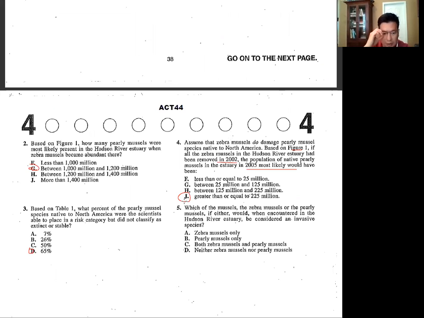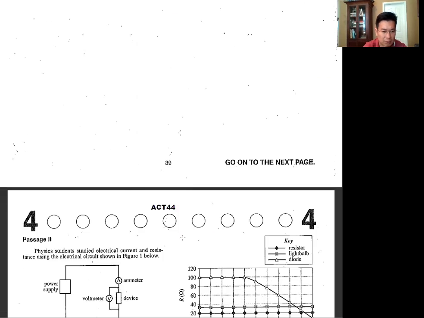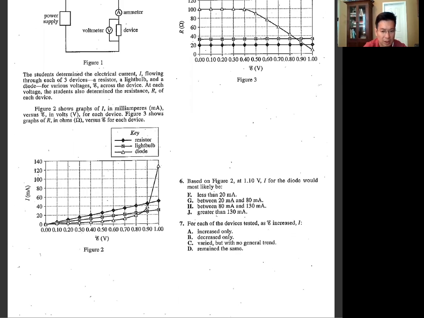Number five, which of the mussels, zebra mussels or pearly mussels, if either, would be considered an invasive species when encountered in the Hudson River estuary? Zebra mussel. The zebra mussel is the one that kills the other one. That's why number four goes the opposite way. If there are more zebra mussels, we have fewer pearly mussels.